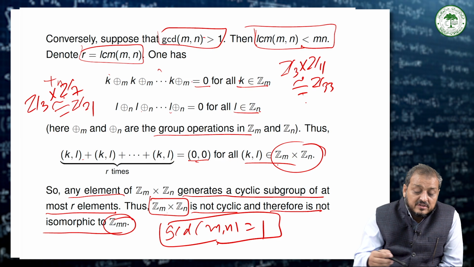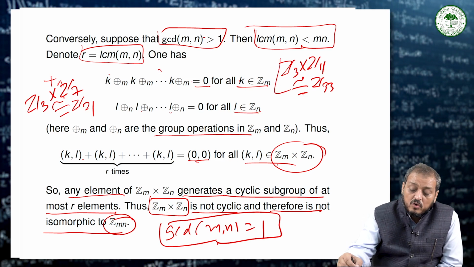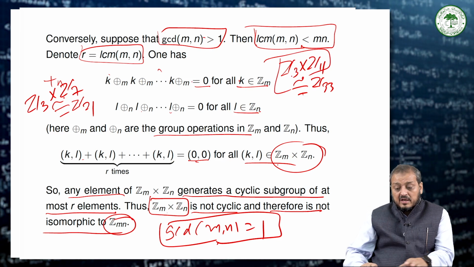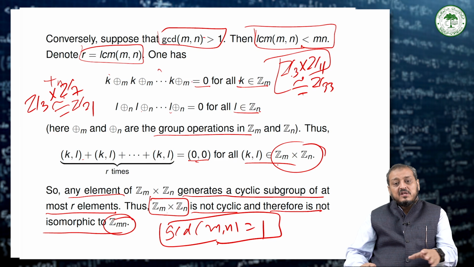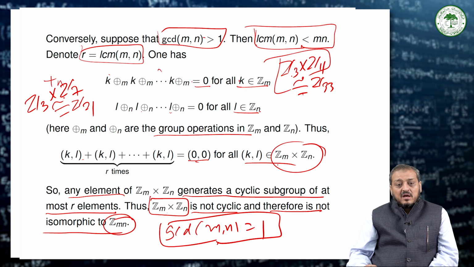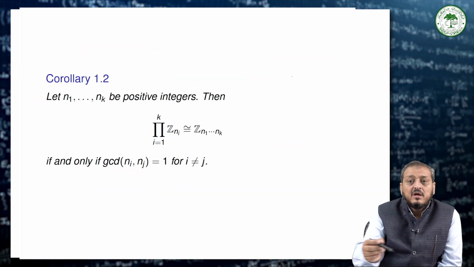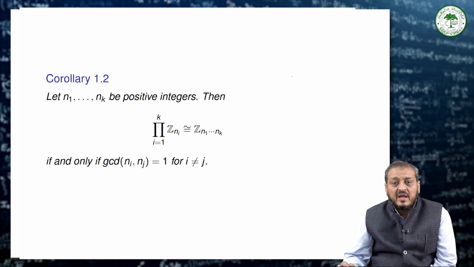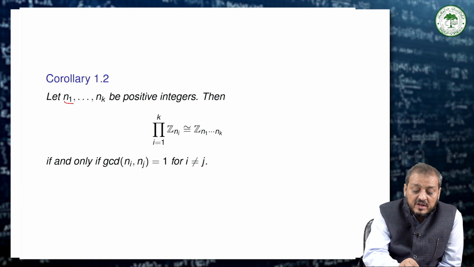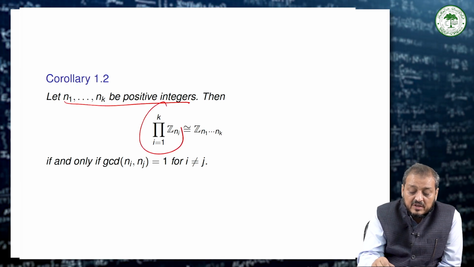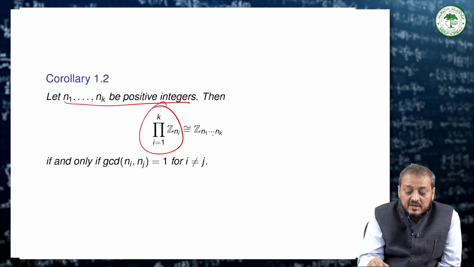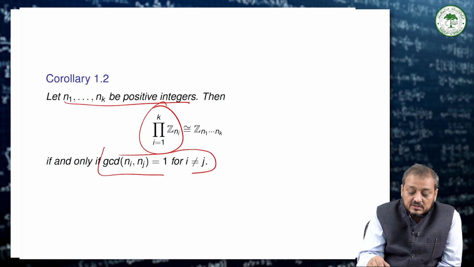So this means that the direct product Z_m × Z_n is isomorphic to Z_mn if m and n are relatively prime. By this theorem, easily we can say that if m and n are relatively prime, then this is trivially isomorphic. This result can also be extended to a finite number of positive integers n1, n2, and so on: the direct product of Z_ni is isomorphic to Z of n1 n2 and so on, where GCD of ni and nj is equal to 1.